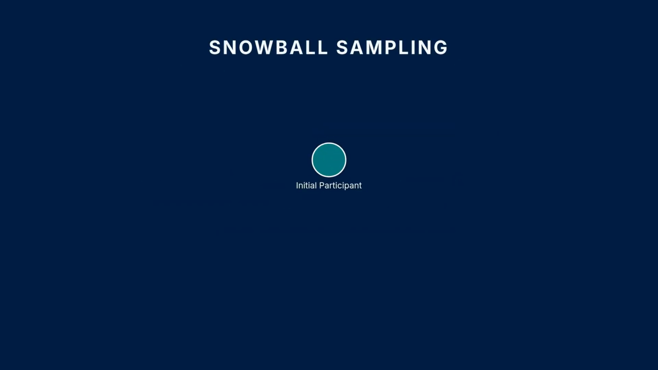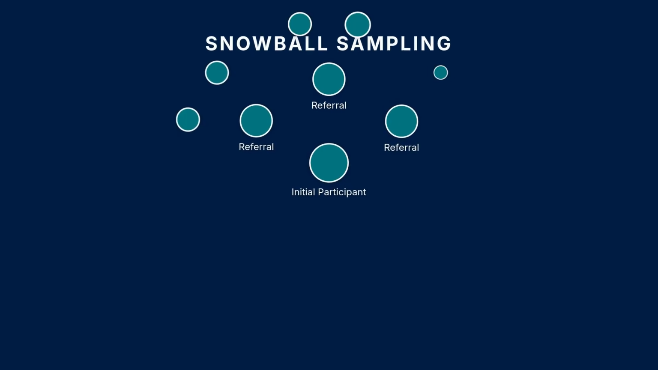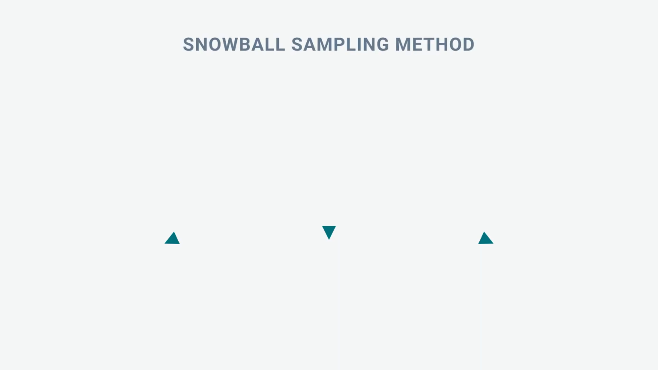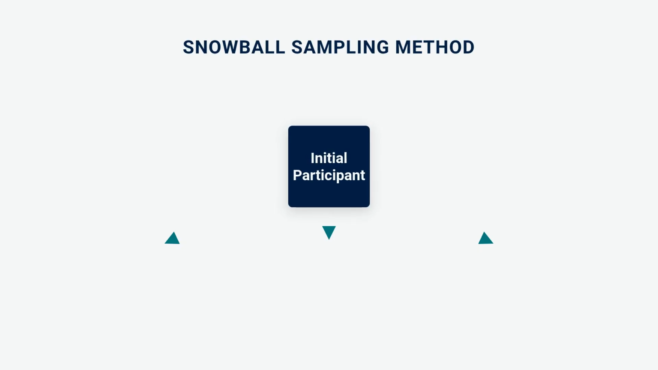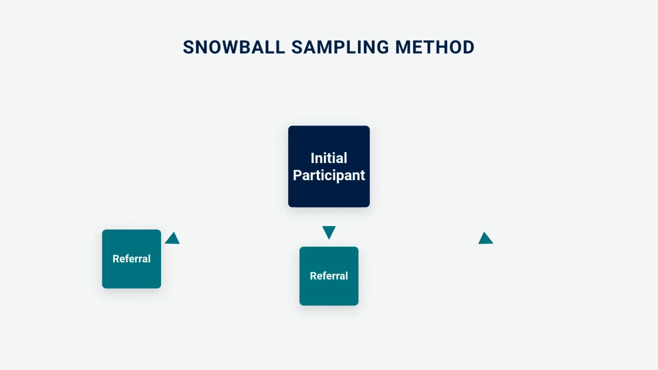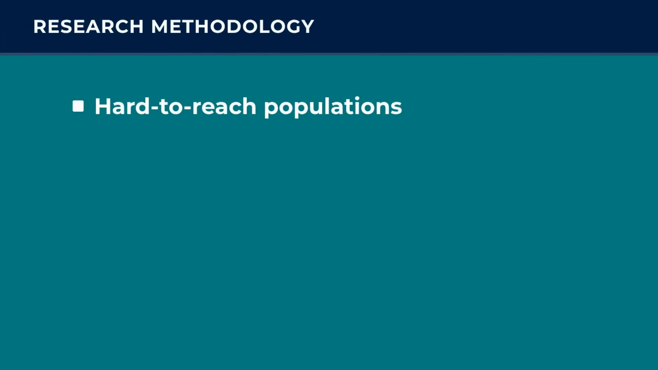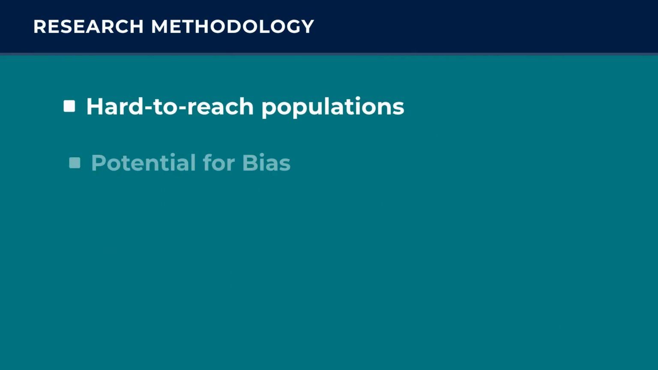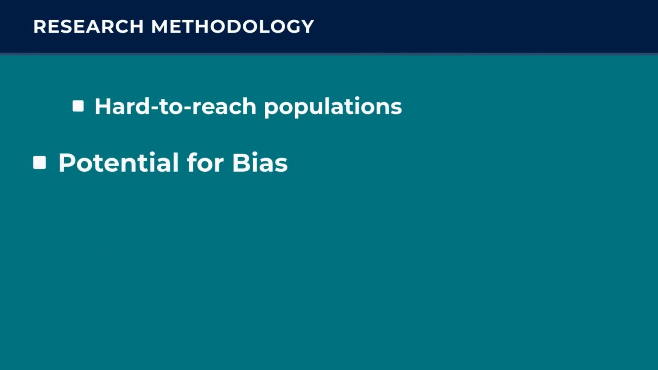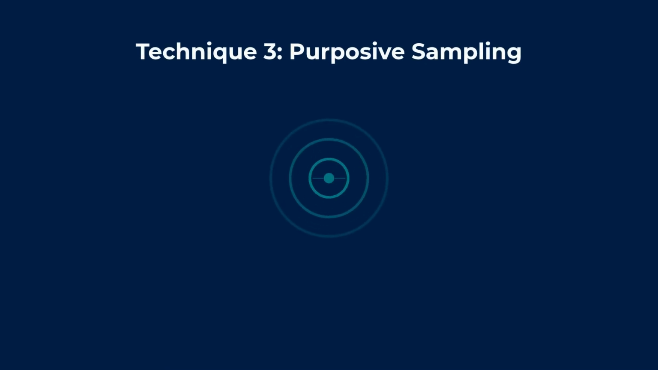2. Snowball sampling. This involves asking participants to refer others who meet the criteria for the study. For example, snowball sampling was used to recruit farmers for interviews, starting with a few known farmers who then referred others in their network. This is useful for hard-to-reach populations, but it can introduce bias as participants are often connected to each other.